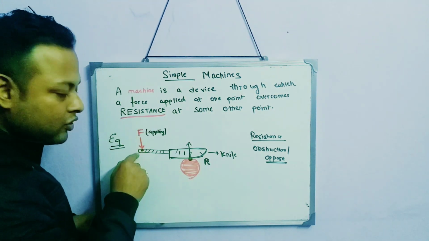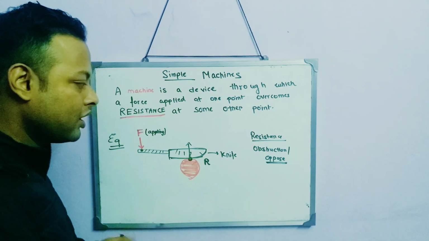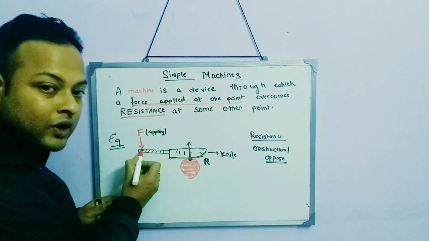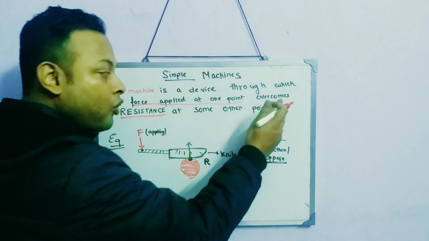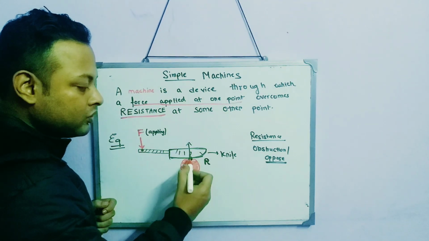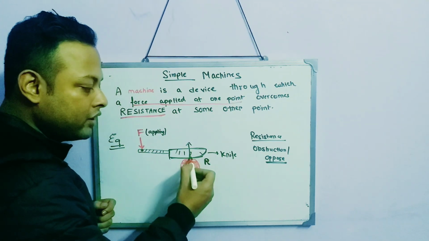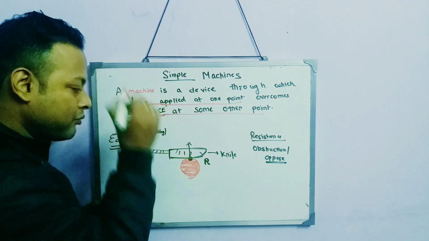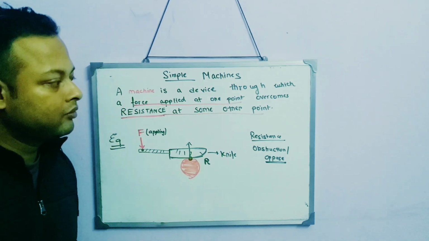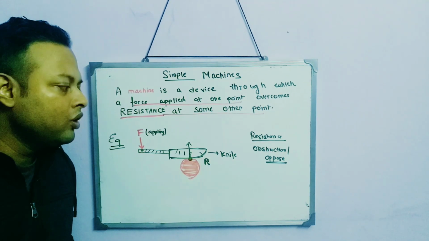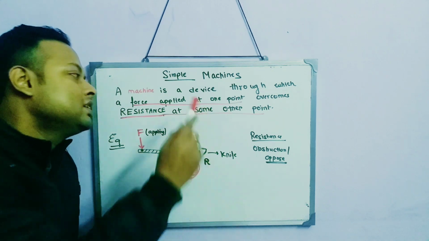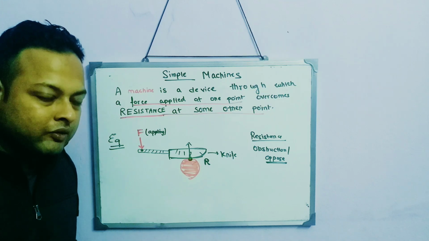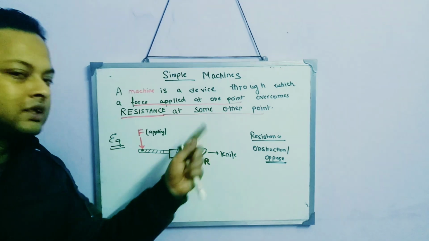Now when we apply the force over here, the apple will be cut into two halves. So this is the force that we are applying at this point. It will overcome the resistance at the other point. So this is the resistance at another point. How are we overcoming it? By applying the force over here. I hope this small example helped you to understand this definition. If you still have a problem, then I am giving you one more example to understand this definition.